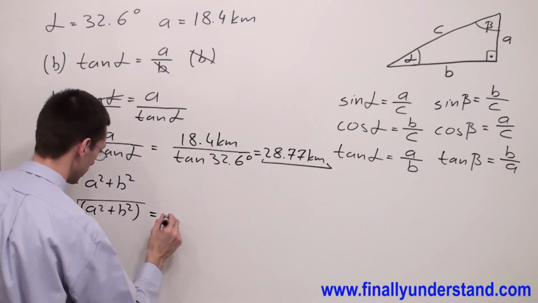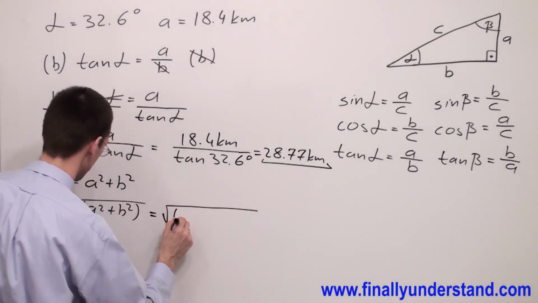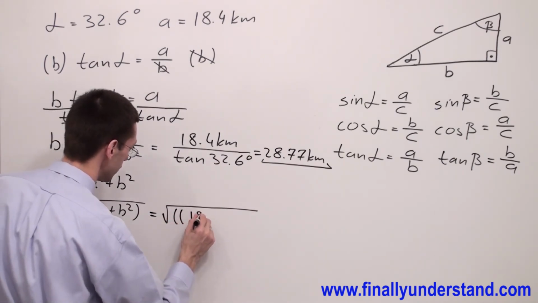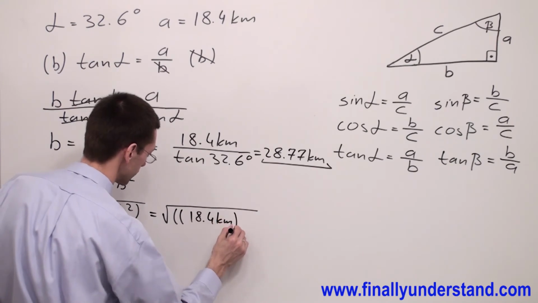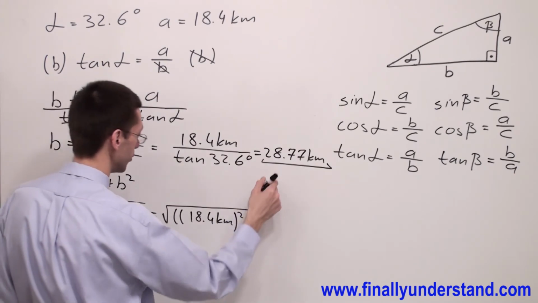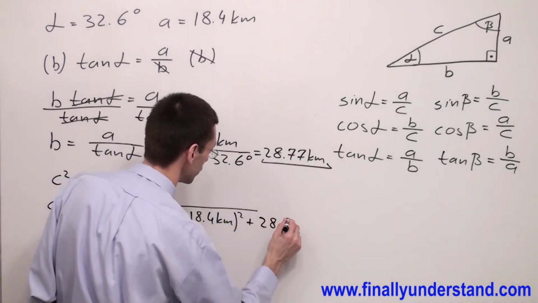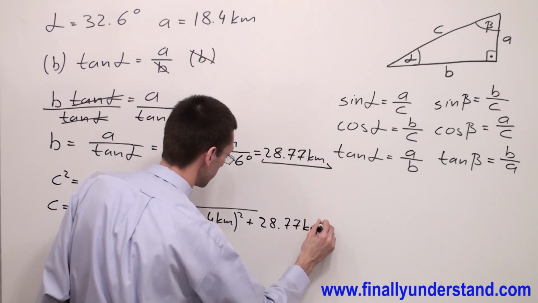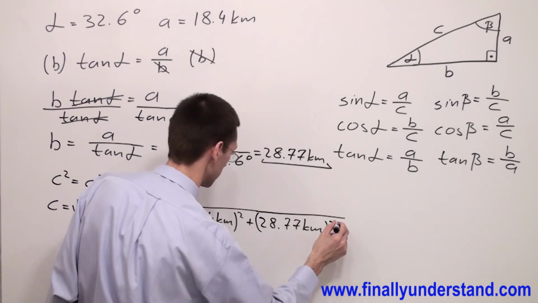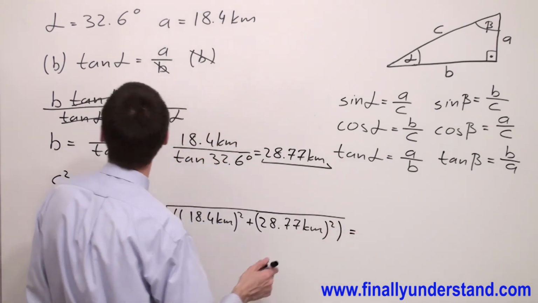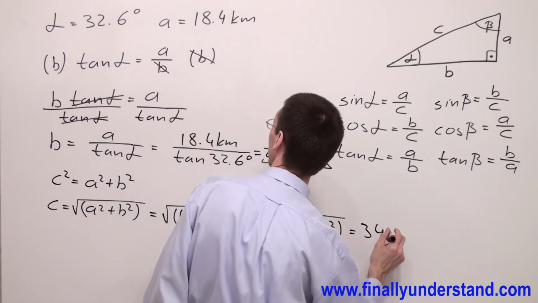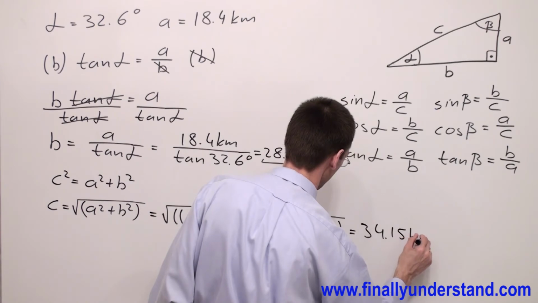And I have square root, open parenthesis, side A is 18.4 kilometers raised to the second power plus length of side B 28.77 kilometers raised to the second power. This is equal 34.15 kilometers.